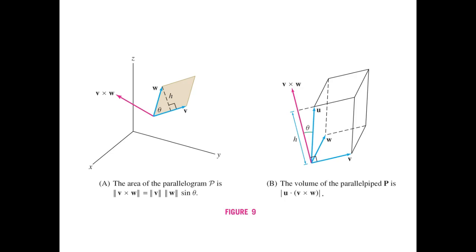Now, if these were all 90-degree angles, that would be a rectangular parallelepiped, and we could do its volume: length times width times height. But with these not being right angles, and none of them have to be, how do we get the volume of that parallelepiped? Well, let's back up a step. Let's go back to the parallelogram formed by v and w. How do you get the area of that parallelogram?